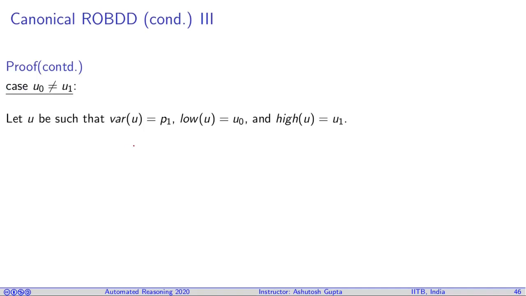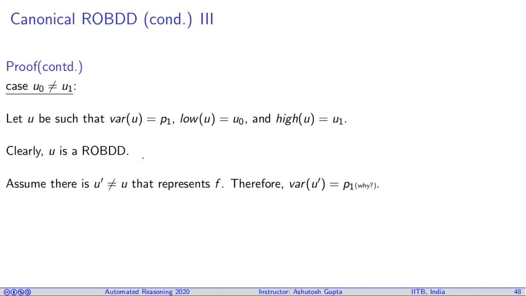Now look at the other situation, when u0 is not equal to u1. If that is the case, you construct a node u which is labeled by p1, where low u is u0 and high u is u1. Clearly u is an ROBDD because its children are different, and there is no other node labeled with p1, because everything in these systems is labeled p2 onwards. So there is no violation of the ordering of variables. So clearly it's an ROBDD.